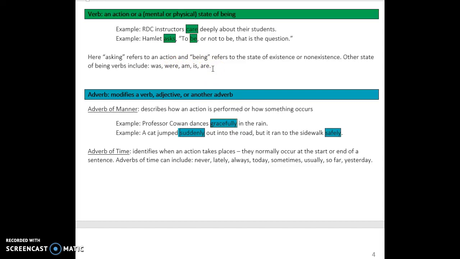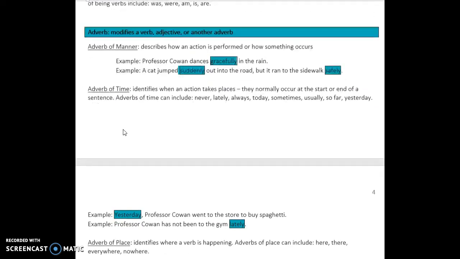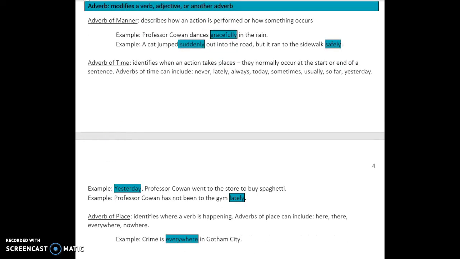Just like an adjective modifies a noun, adverbs modify a verb, an adjective, or another adverb. There are many different types of adverbs, but here are just a few of them. The adverb of manner. These adverbs describe how an action is performed or how something occurs. So for instance, Professor Cowan dances gracefully in the rain. Here, the adverb is gracefully because it describes how I'm doing the action or the verb of dancing.